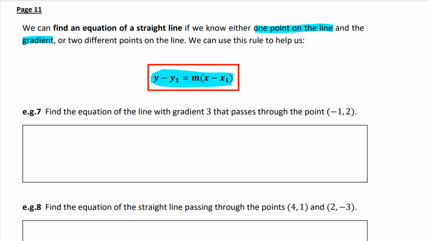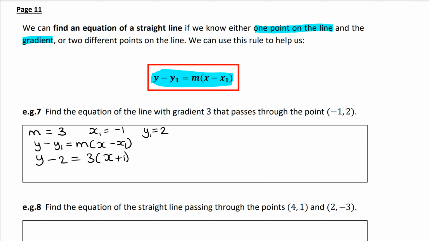So I'm going to write down all that I know. And I know that m, the gradient, is 3. And I know that x1 is -1, so I've got this x coordinate. And also I've got this y coordinate of 2. So x1 is -1, y1 is 2. So now I substitute it into y minus y1 equals m times x minus x1. So just sub all the numbers into here, as so.